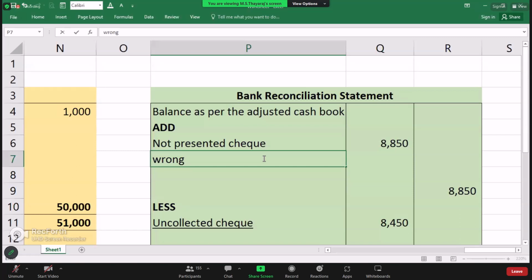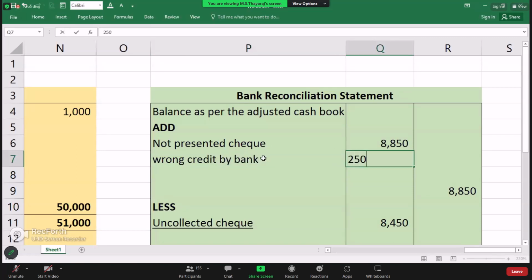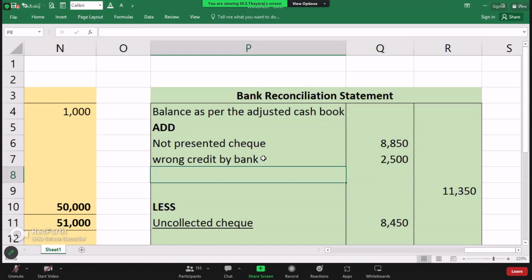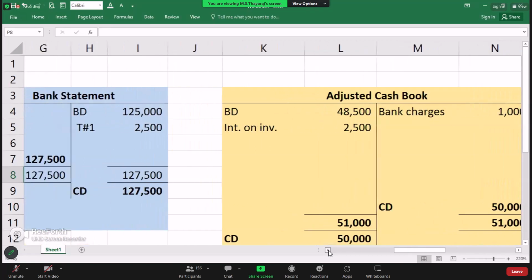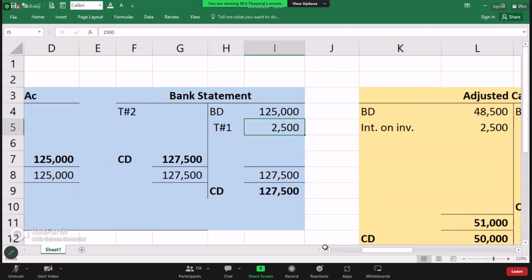Wrong credit by bank 2,500. Did you understand? So it is transferred to the bank reconciliation statement, because any mistake done by the bank should be transferred to the bank reconciliation statement, not in the adjusted cash book. Okay. Then, what about the next one?